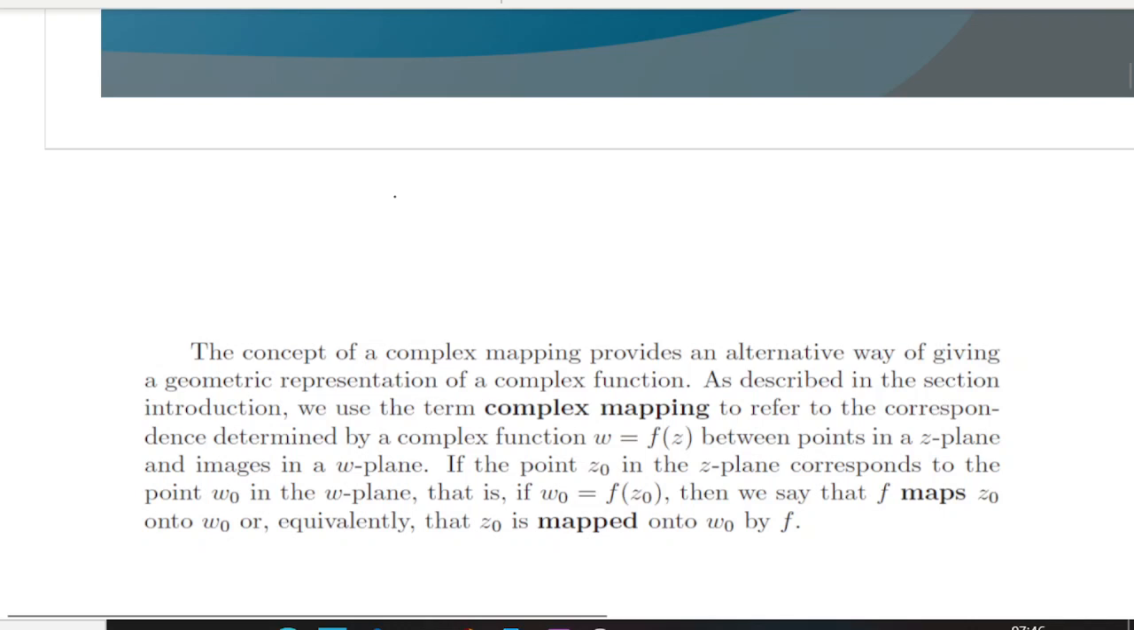Now we will use the term complex mapping to refer to the correspondence determined by the complex function w equal to f of z. So we will refer to w equal to f of z as a complex mapping between the points in the z plane and images in the w plane.